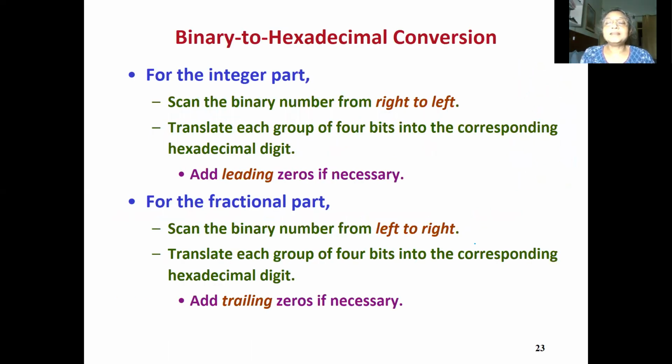Now let's look at binary to hex conversion. This is very simple. For the integer part, as we see, a hexadecimal digit can represent 16 different values. A binary digit, on the other hand, can represent 2 values. So we can take a group of 4 binary digits and have one hexadecimal digit to represent it. So if you want to do binary and hex conversion, suppose we have this number.